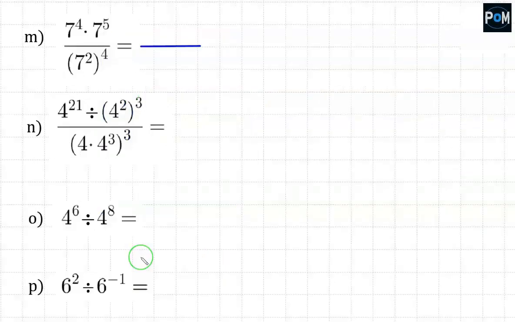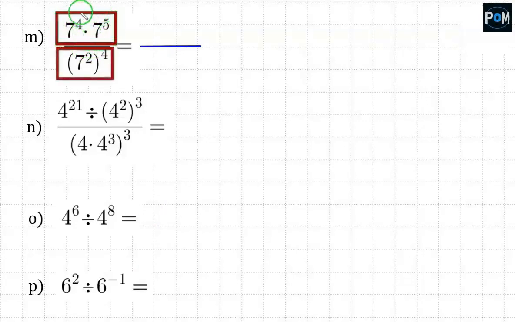And the last 4 examples in this video. In these examples, we'll practice what we talked about earlier. Example M is an example in which we have more operations to do than before. Such an example should be treated in a way that one looks separately at what is in the numerator and separately at what is in the denominator. These are to be 2 separate examples.